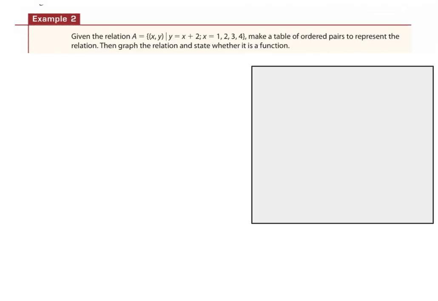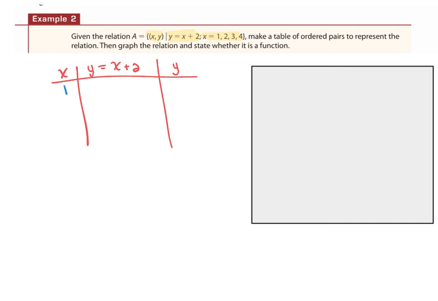All right? They've given us this relation. So they're saying for every x and y, and they wrote it in set notation, y is going to equal x plus 2. And then they gave me my domain, my x's, 1, 2, 3, and 4. And so we're actually going to make a chart here. So we're going to make a chart of our x's that they've given us, what your y should be, and then your y values. All right, and we're going to come up with our ordered pairs.